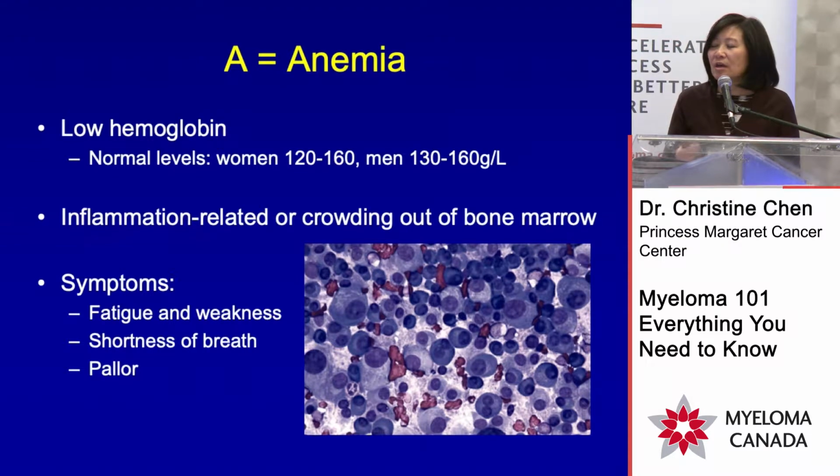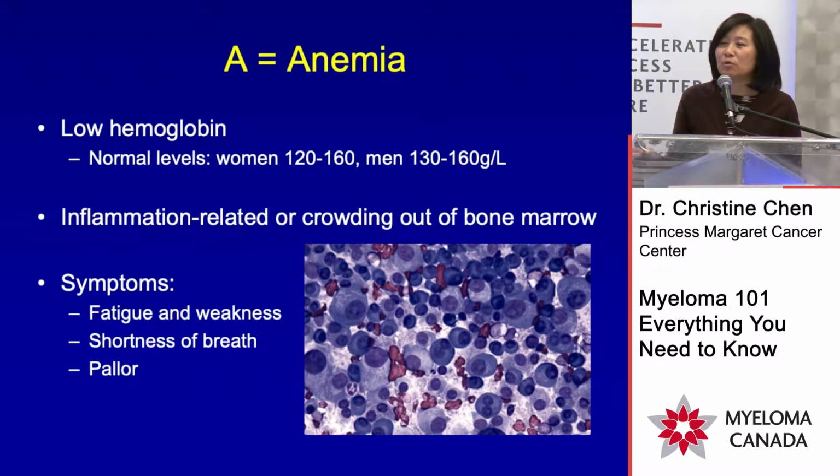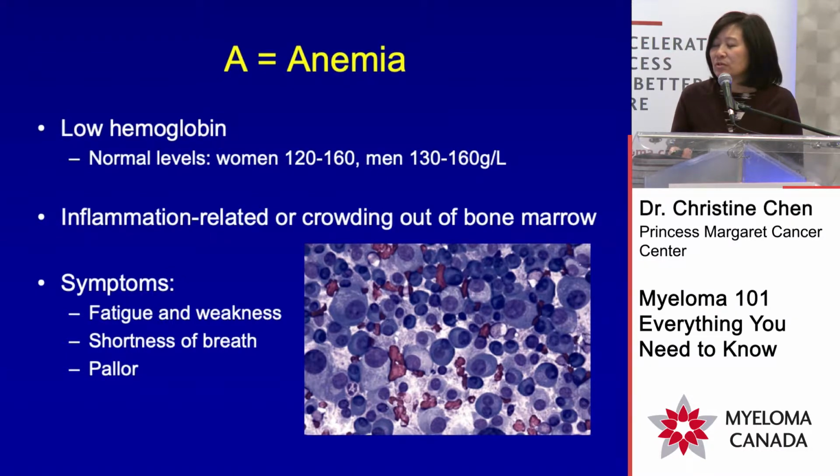And it can be related to the inflammatory substances in the blood that suppress the development of red cells in the bone marrow, or you can have what's shown on this bone marrow picture here, where all those blue cells are plasma cells, those are myeloma cells. They're just crowding out the bone marrow, so there's no space for your normal bone marrow to make blood. When you're anemic, again, red cells carry oxygen, so you will feel fatigued, weak, short of breath, and you may be pale.